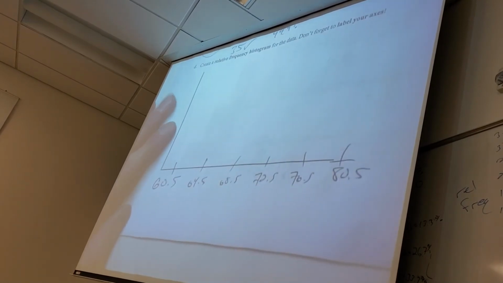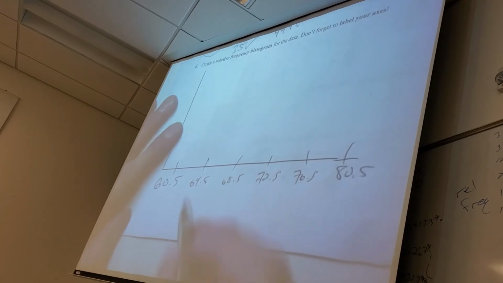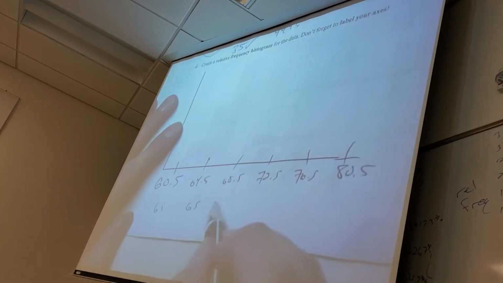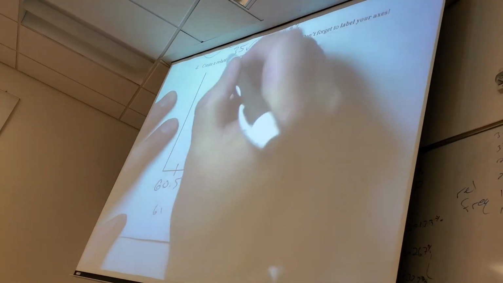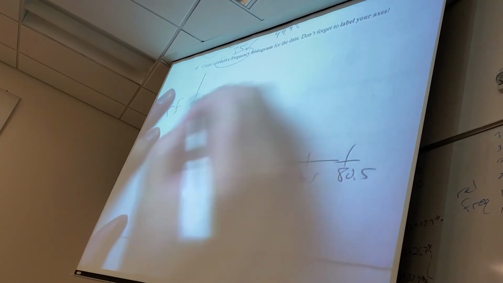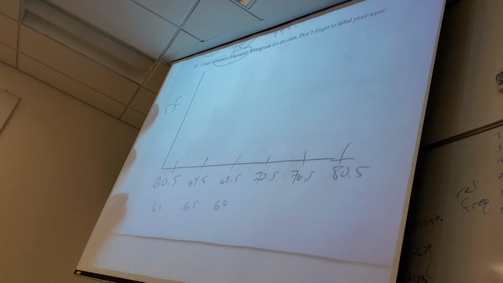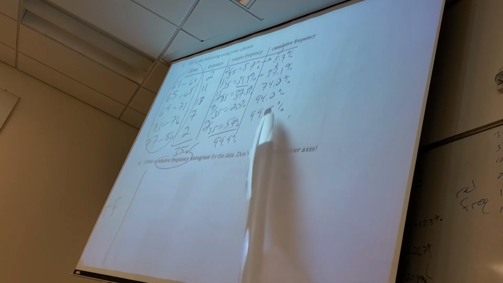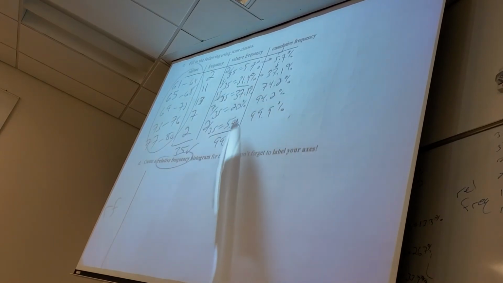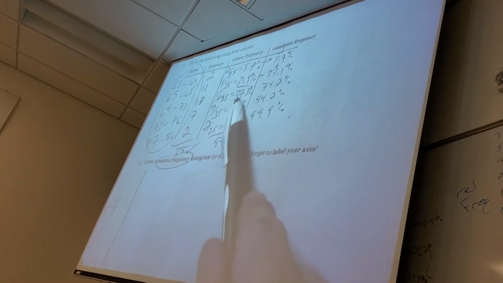Now, if you did it the inequality way, this would be 61, 65, 69, and so on, right? Nice whole numbers. But I want a relative frequency histogram, right? So you can put RF there, that's fine. And how far up should my highest bar be? It only has to go up to what? 37. So maybe I go up to 40.